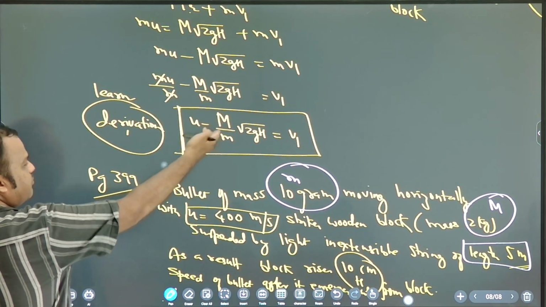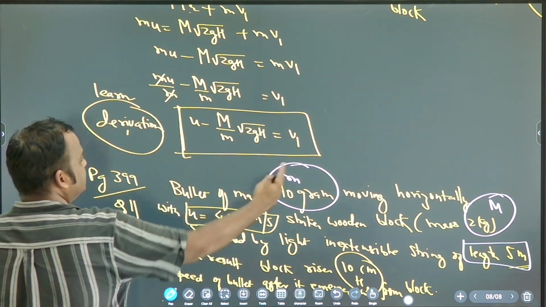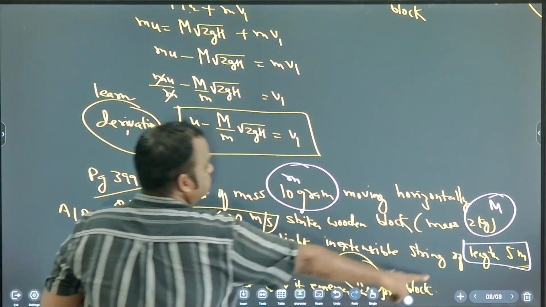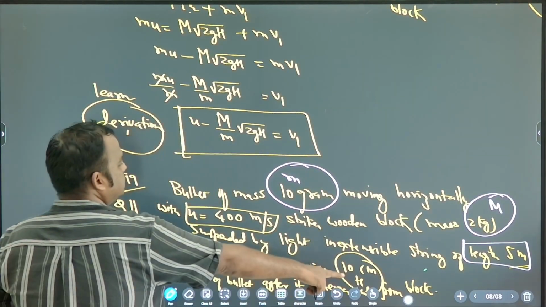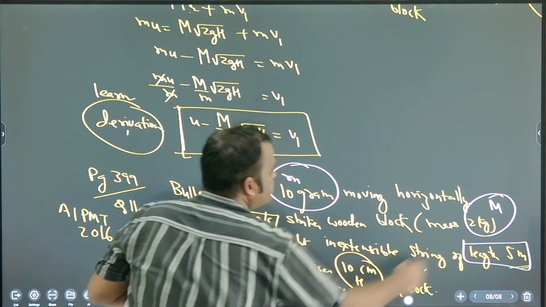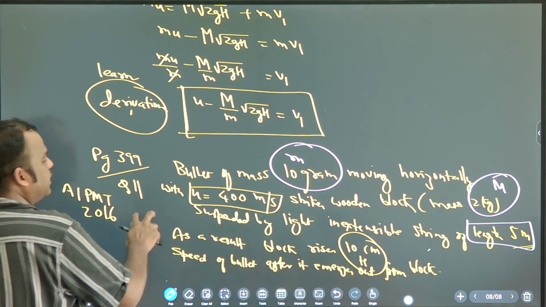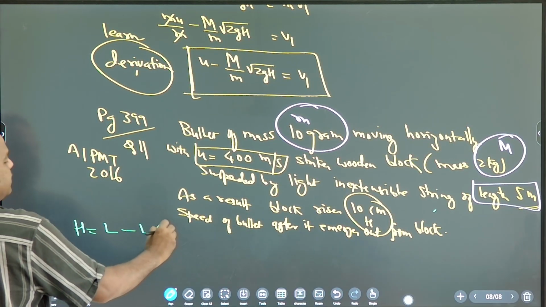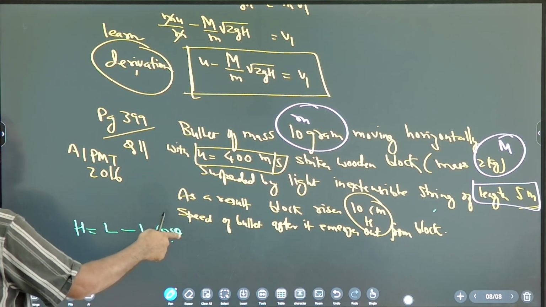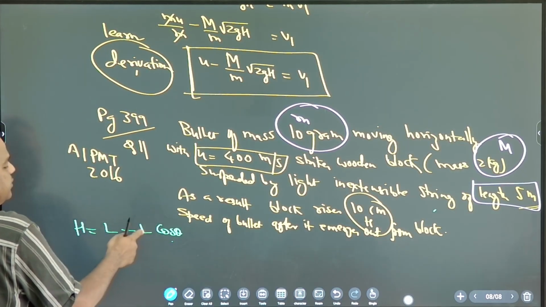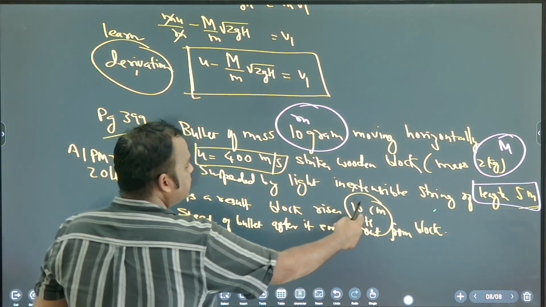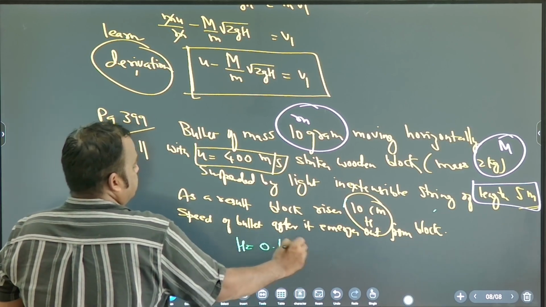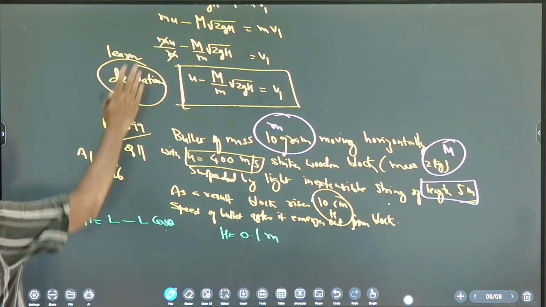So basically this is the formula, and you can apply that formula. u is given, small m is given, capital M is given, h is given. Length is not needed, the length of the string is not needed. If angle theta is asked, then it is needed. What is the formula for h in terms of L? L minus L cos theta. If they are asking theta, then you can use L. But here h is given directly. Okay, solve. Tell me, solve. You can use that formula.